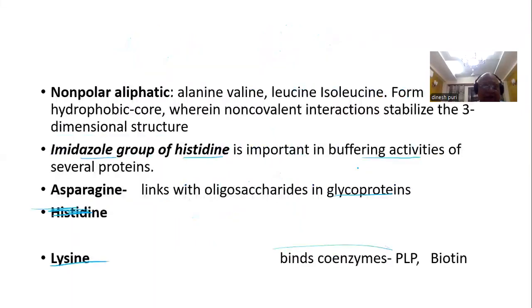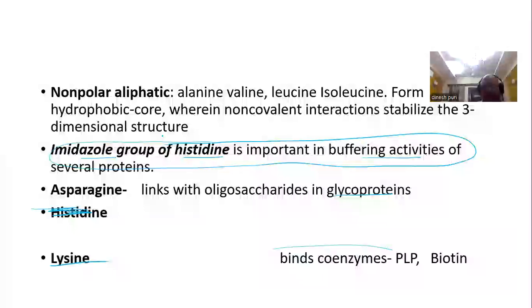Next, we will be doing, this is important, acid-base properties and buffering action of histidine. Till then, goodbye. Thank you so much.